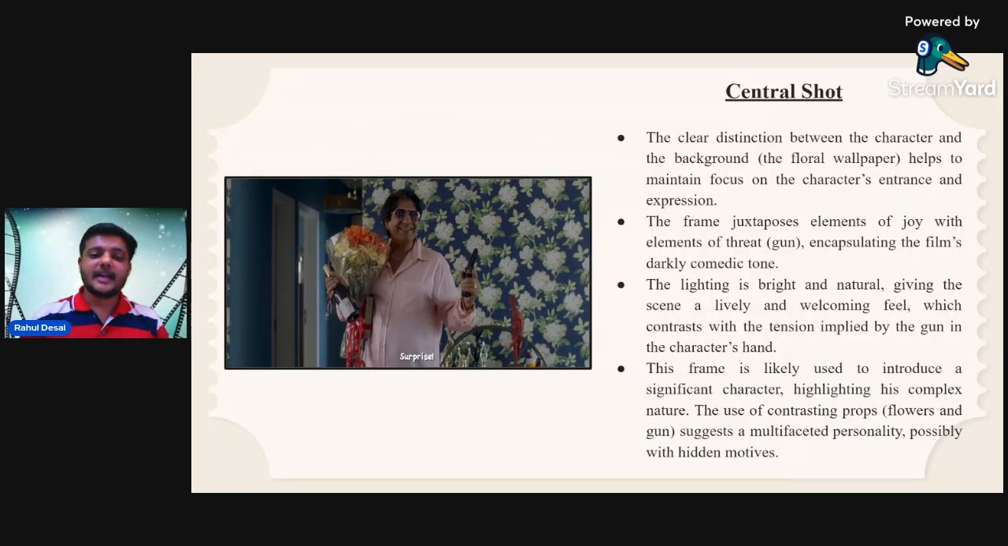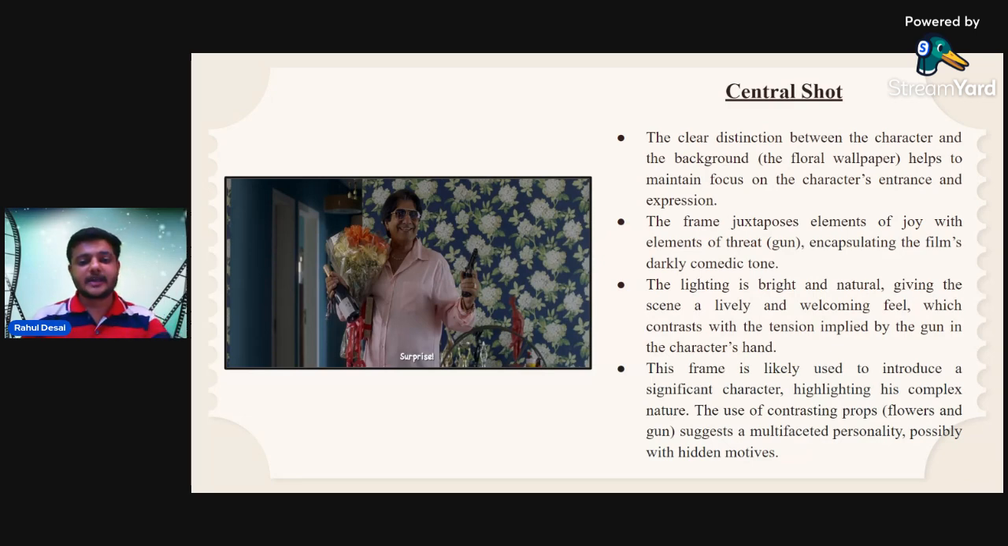This is a central shot from the film. The clear distinction between the character and the background, like the floral wallpaper, helps to maintain focus on the character's entrance and expression. It's more focusing on the character's entry and on the expression of the character.